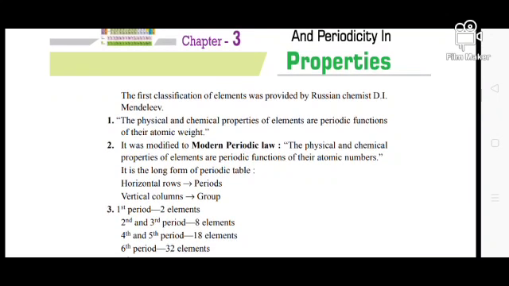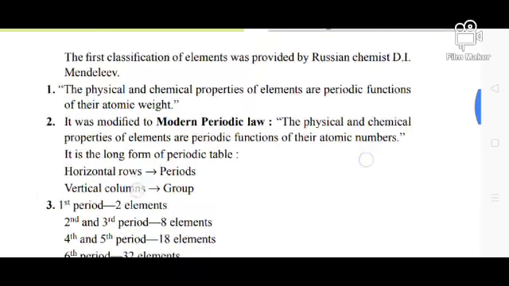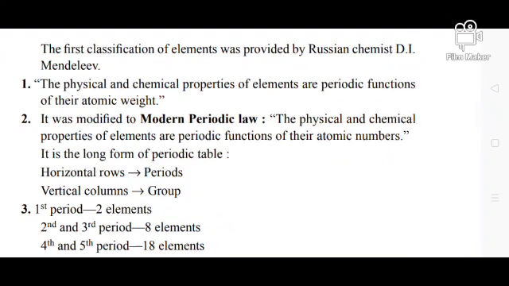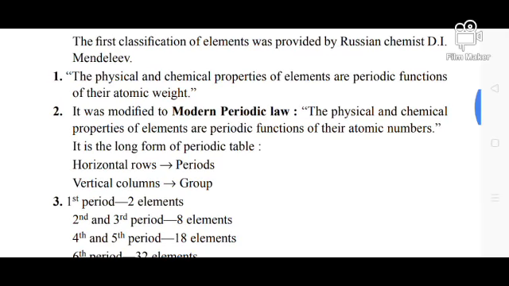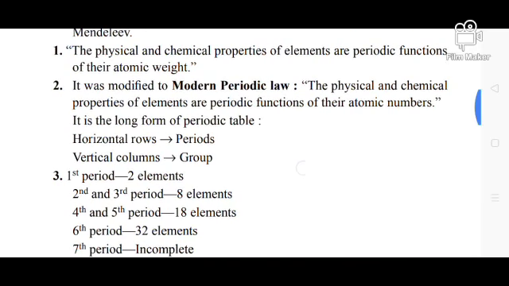So, friends, let's get started. The first classification of elements was provided by the Russian chemist Mendeleev. The physical and chemical properties of elements are periodic functions of their atomic weight. These are the assumptions, or you can say the different features, of the Mendeleev periodic table. According to the modern periodic law, the physical and chemical properties of the elements are periodic functions of their atomic number.